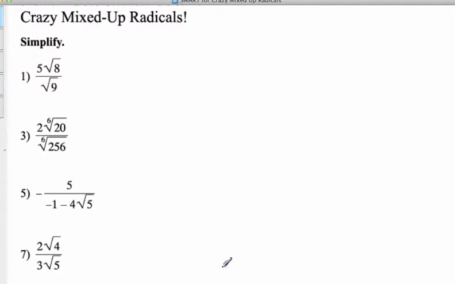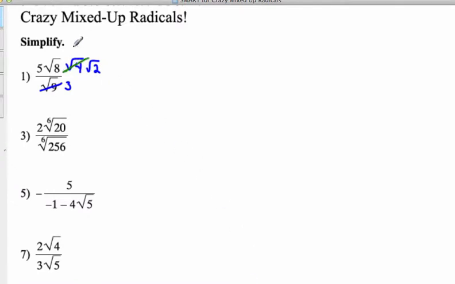All right, let's do some crazy mixed up radicals. This comes from a CUDA handout that I put in your Google Drive folder. So I know what the square root of 9 is. That's 3. And I'm going to break down the square root of 8 to a square root of 4 and a square root of 2.